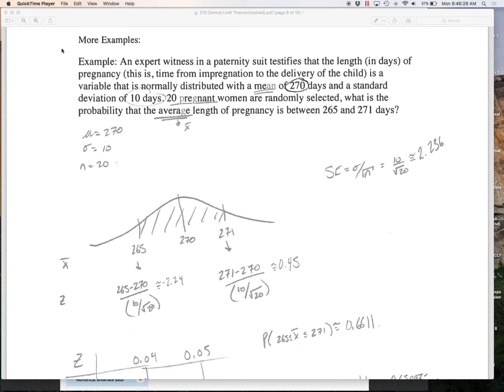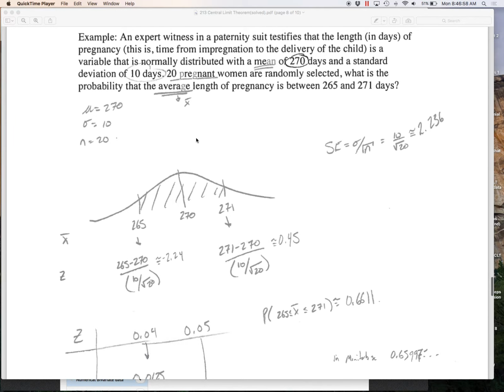Okay, another example to just get more and more practice here. An expert witness in a paternity suit testifies that the length of pregnancy is a variable that's normally distributed. The normal amount of days in pregnancy is 270 with a standard deviation of 10 days. Okay, so here I'm talking about 20 pregnant women, not just one, but 20 pregnant women, and the average length of the pregnancies being in between this and this.